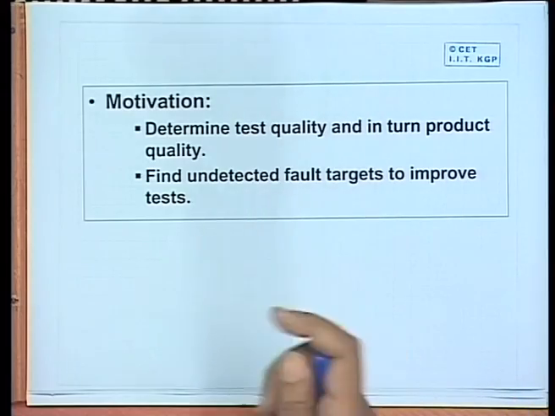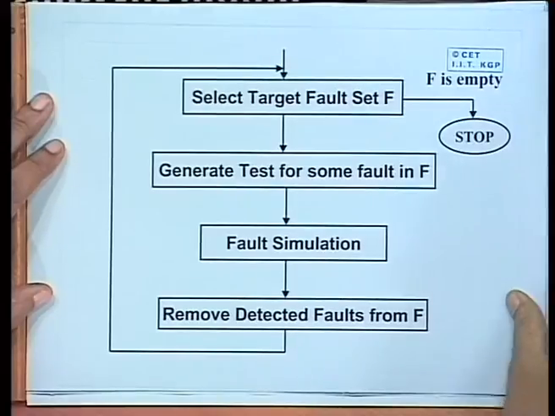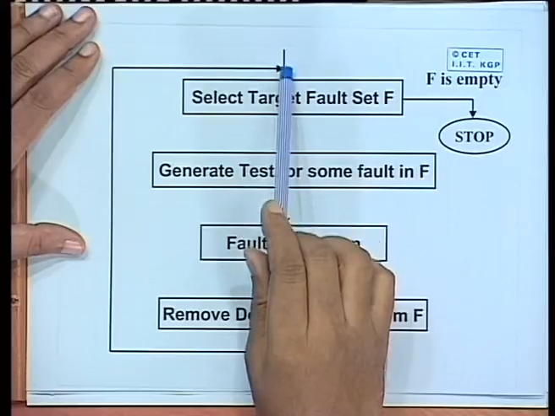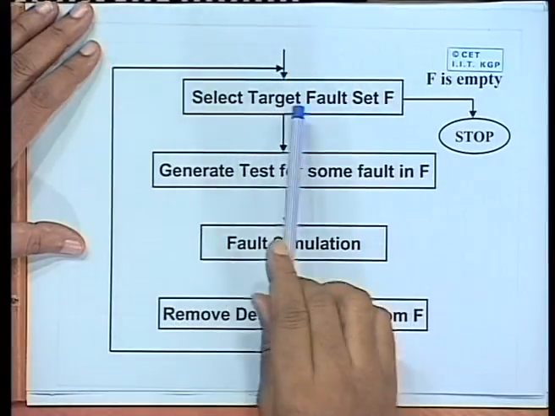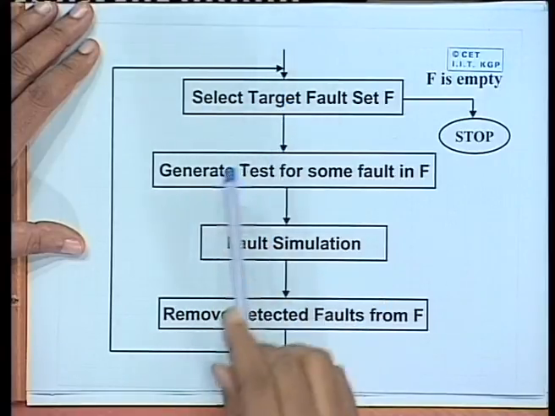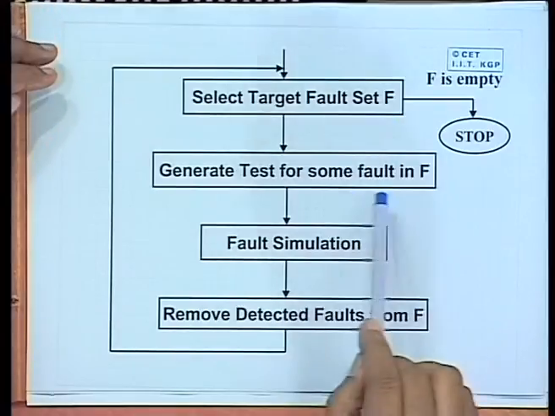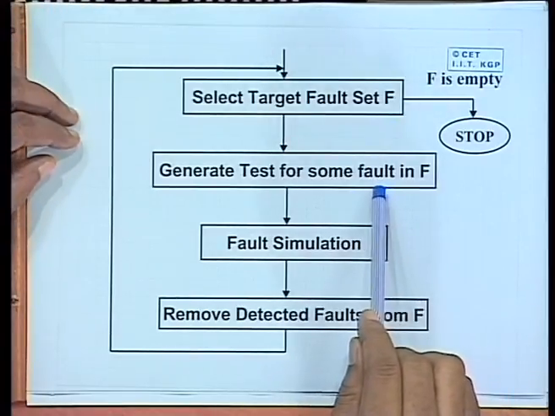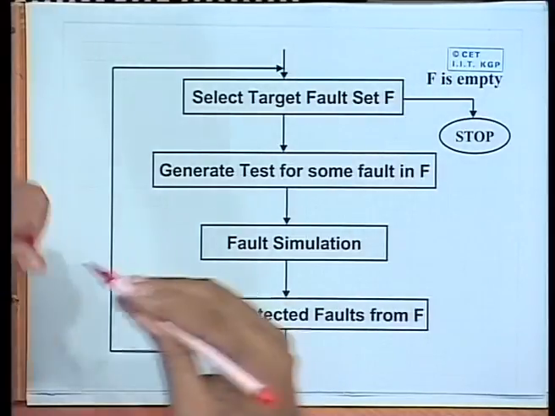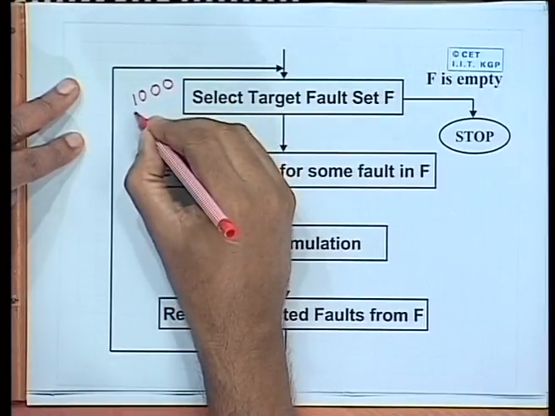Okay. So, the typical flow is like this. You start with a fault set F. You generate a test for some fault in F. Well, you need not generate a test for all the faults in F. For example, this fault set F may contain 1000 faults. For example, there are 1000 faults here.